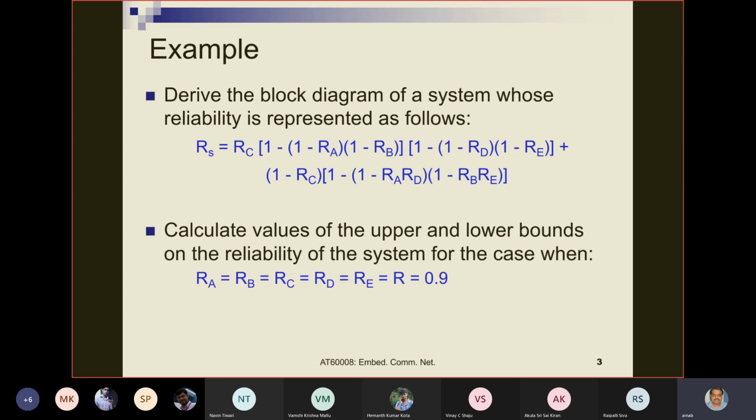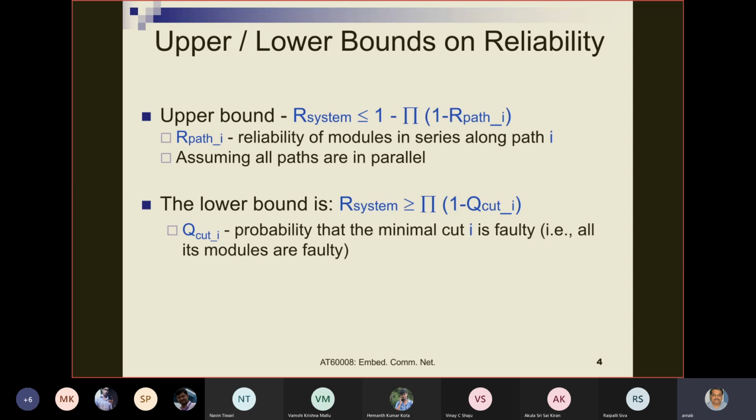So after we found out the minimal cut set, the product over this minimal cut set will give me this lower bound on reliability. So what does that mean basically? We are saying that if anybody in the cut set fails, so what is a cut set?